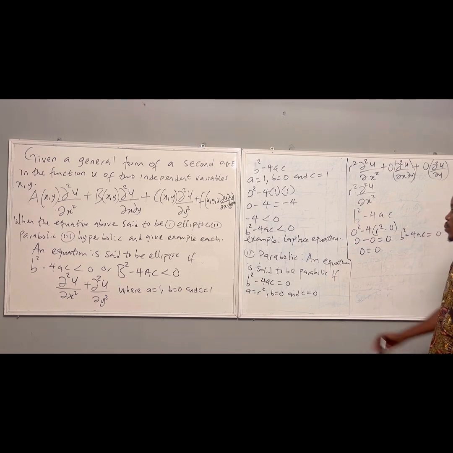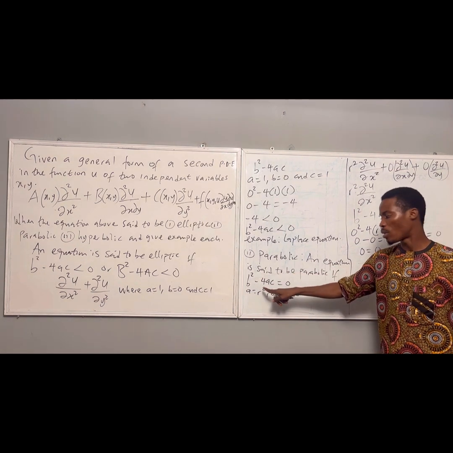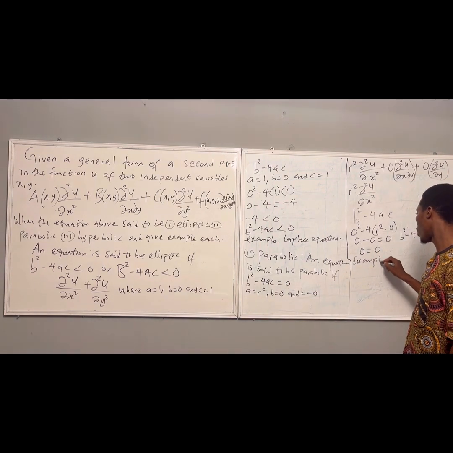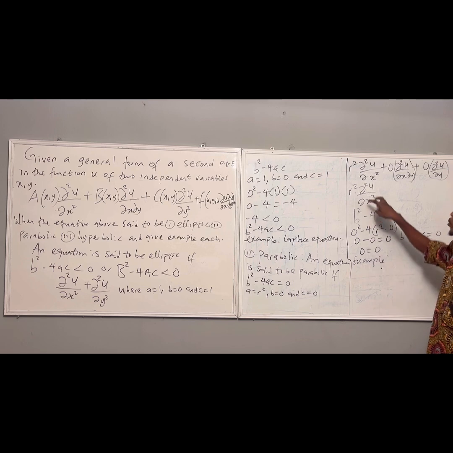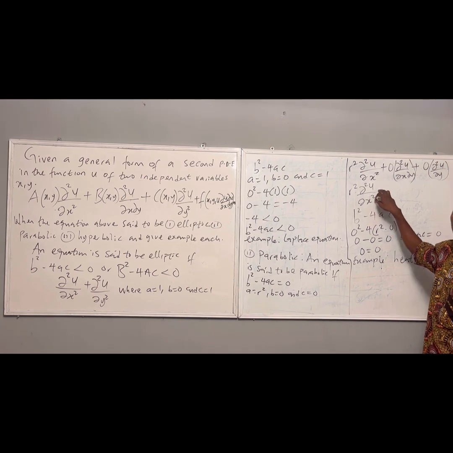So here 0 is equal to 0. You can see a parabolic equation: an equation is said to be parabolic if b square minus 4ac is equal to 0. A good example of this is a function in the form of r squared the square u by the x squared. So this is an example, and this is how this equation is different.